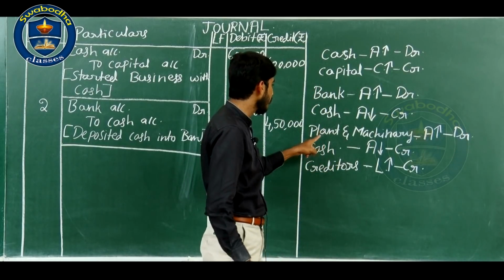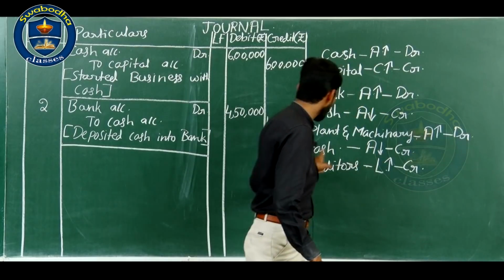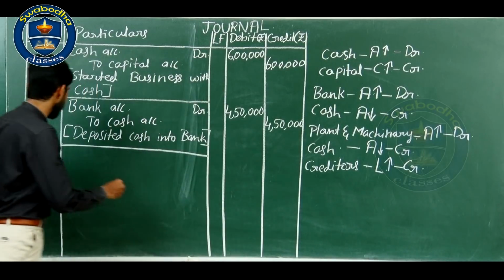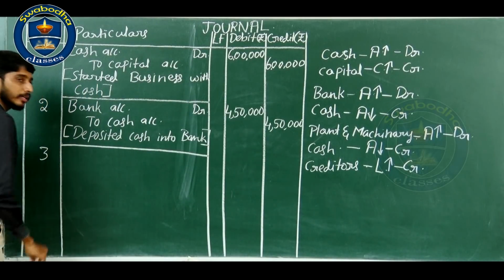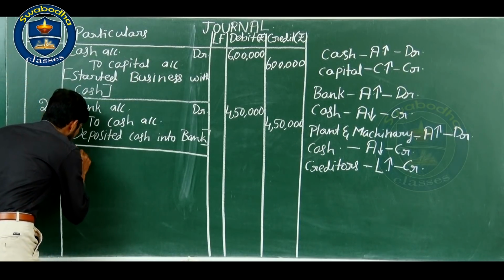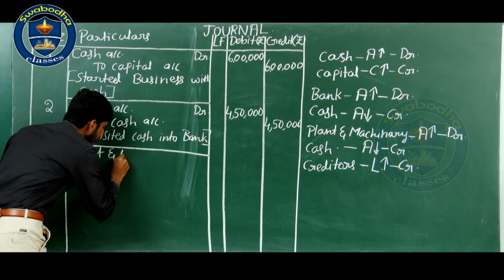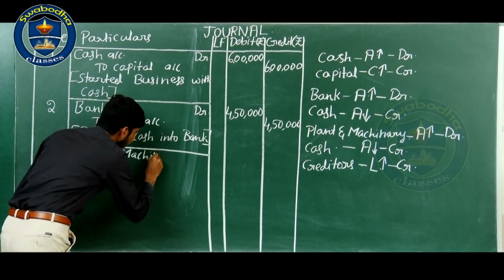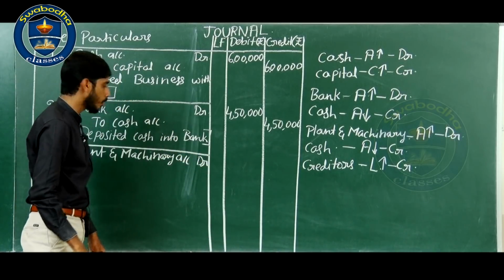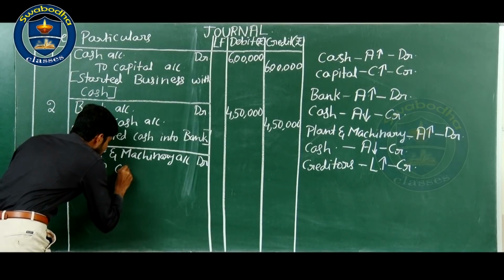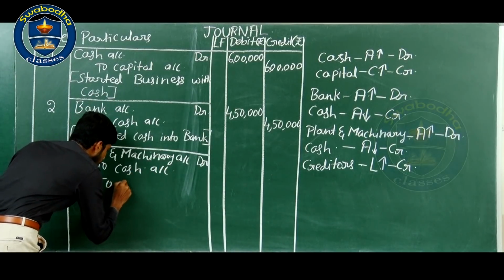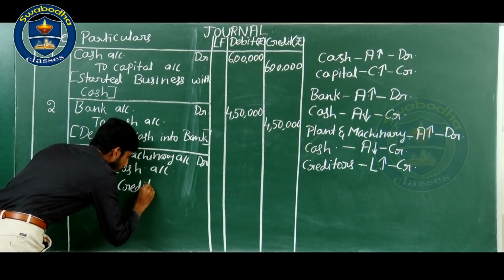So, the journal entry will be plant and machinery account debited, to cash account and to creditors account. So, we will pass the journal entry. Transaction number 3, the entry is plant and machinery account debit to cash account, to creditors account.